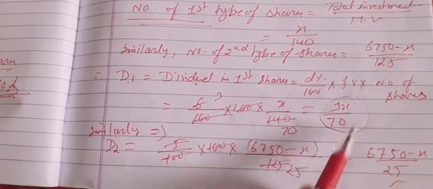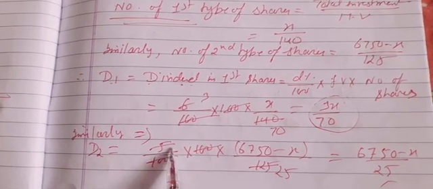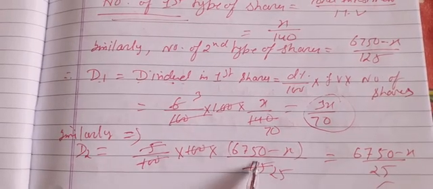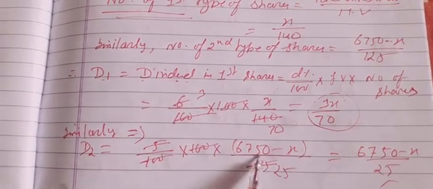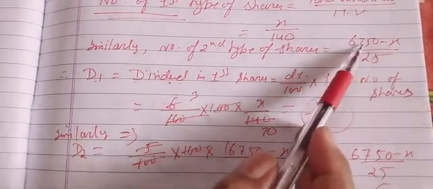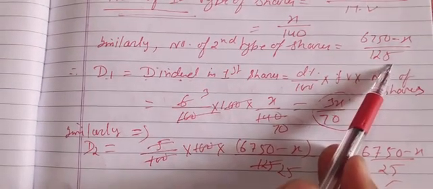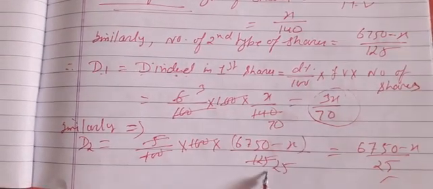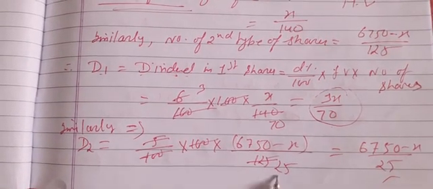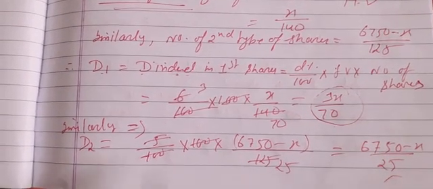Similarly, we will do the same thing for D2, the dividend from the second type of share. In place of D% we directly put the value 5 by 100 into 100, that is the face value, and the number of shares is 6,750 minus x upon the market value of the second type of share, that is 125. The 100 cancelled, 125 is cancelled by 5, 25 times. So (6,750 minus x) by 25 is D2.